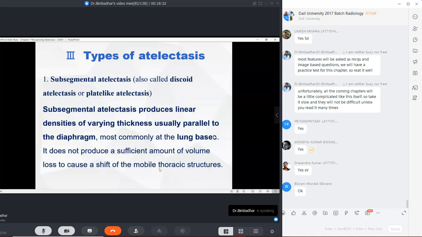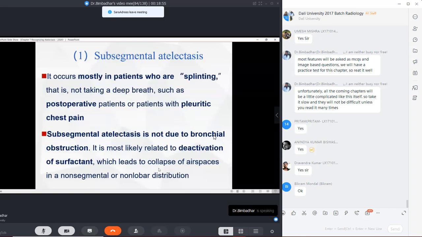So tracheal shifting or shifting of the thoracic structures does not happen in subsegmental atelectasis. Remember, if there is a lobar atelectasis, shifting of the diaphragm, the trachea and the heart will happen. But if there is a subsegmental atelectasis, there will be no shift of the mobile thoracic structures, because it is not causing sufficient volume loss. It occurs in patients who are splinting and do not take a deep breath, such as post-operative patients or patients with pleuritic chest pain. There is no adequate inspiration.